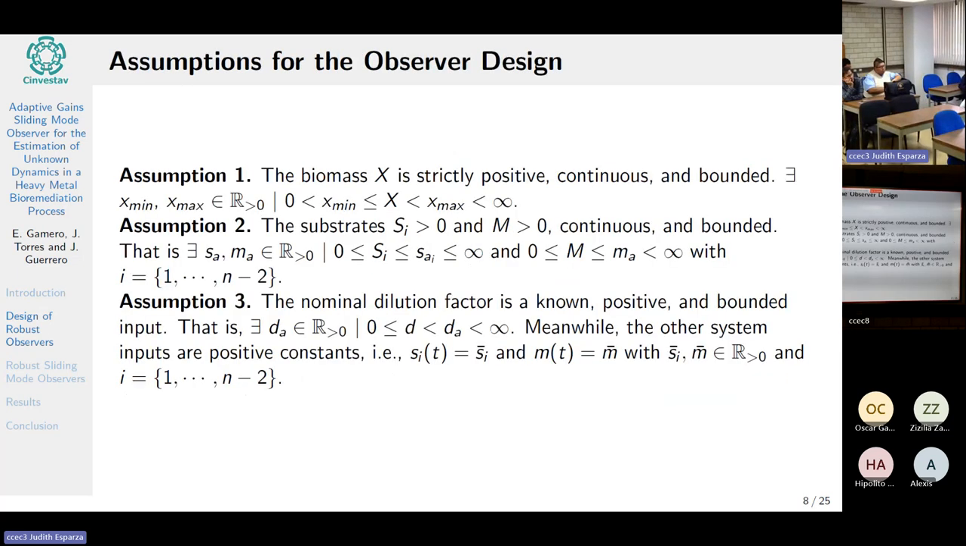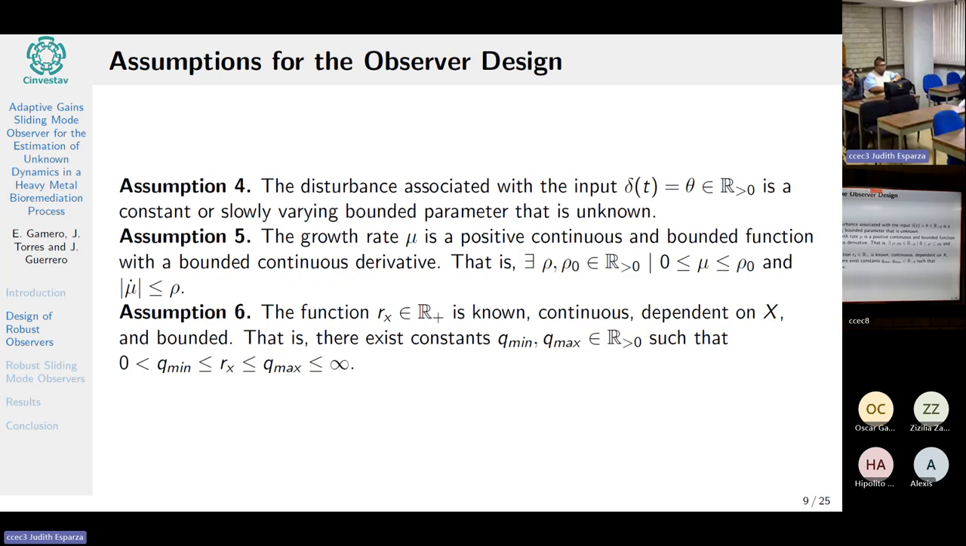So we have some assumptions. The biomass is strictly positive; we don't have negative biomass. It is bounded. The substrates are also bounded and positive. The nominal dilution factor is known, positive and bounded. The disturbance associated with the dilution factor is unknown. The growth rate is a positive, continuous and bounded function, but it is also considered unknown.